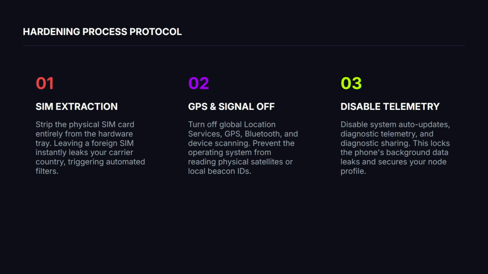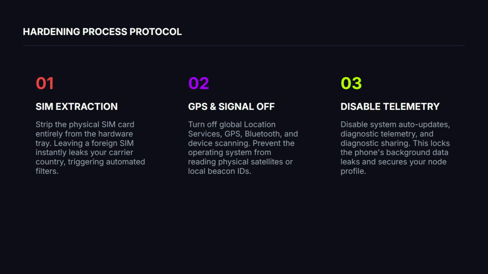Follow this 3-step checklist. Step 1. SIM extraction. Remove the physical SIM card entirely from the hardware tray. Leaving a foreign SIM card inside the slot instantly broadcasts your carrier country, completely bypassing any proxy configurations. Step 2. Disable GPS and global location services. Turn off GPS, Bluetooth, Wi-Fi scanning, and nearby device scanning. This prevents the OS from reading local beacons or satellite coordinates.